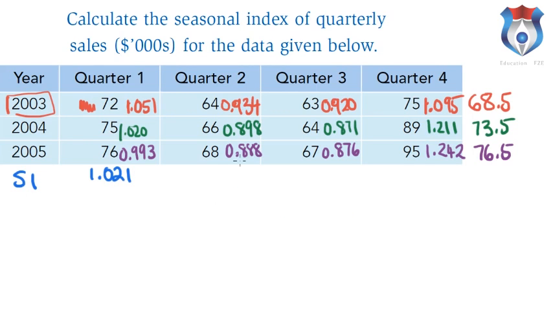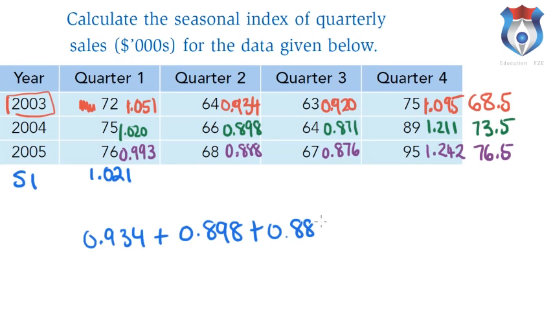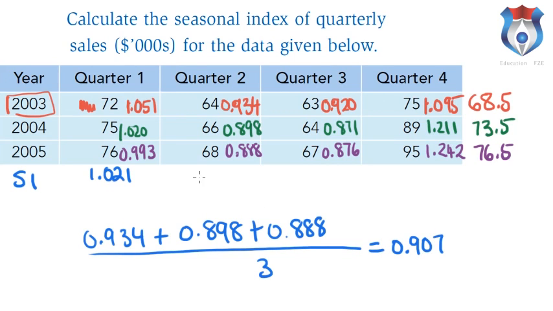Now for quarter 2, average these three numbers. Add them up and divide by how many there are. 0.934 plus 0.898 plus 0.888, all divided by 3, gives me 0.907. So that's the seasonal index for quarter 2. What about quarter 3?